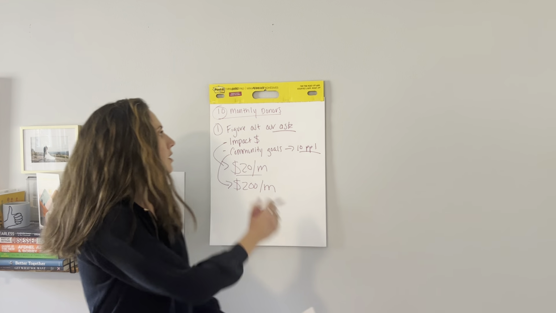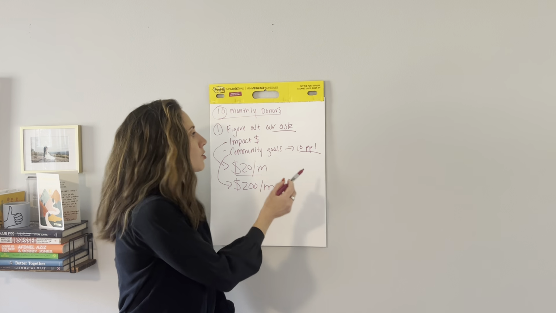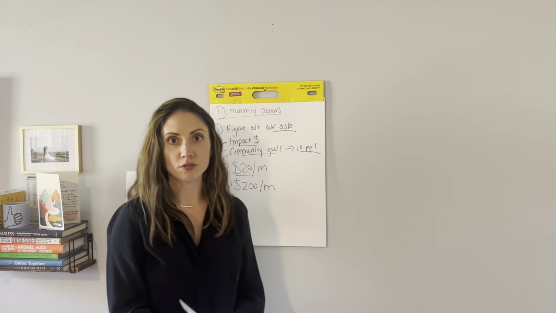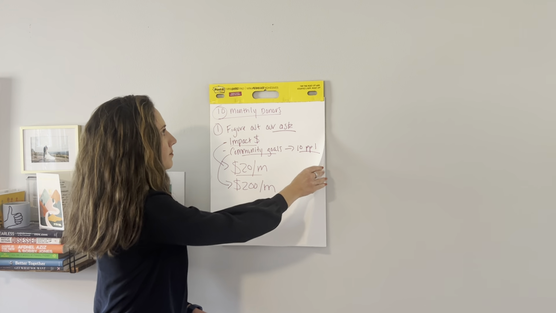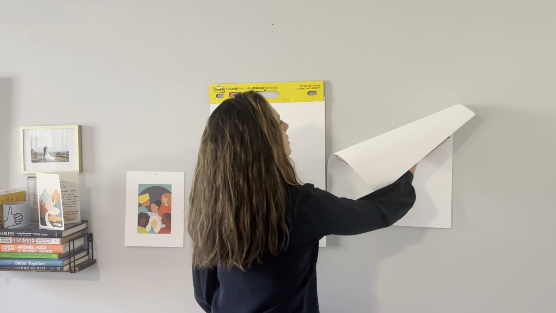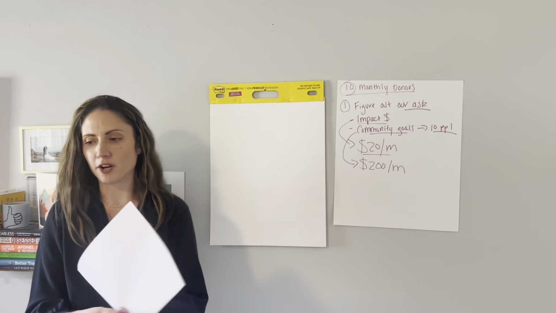So what I want you to do, number 1, figure out your ask. Okay, that's the first thing you're gonna do. Are you gonna lead with an impact amount, or are you gonna lead with a community goal? All right, that's number 1. So I'm gonna rip this off. See if this will stick to the wall. Great, so we're gonna figure out our ask.